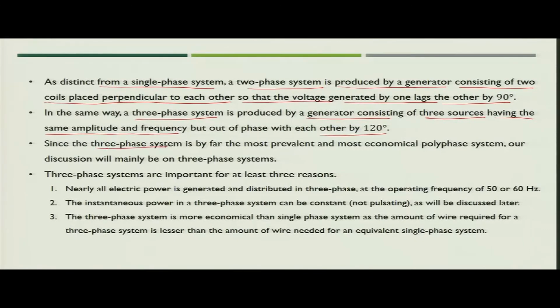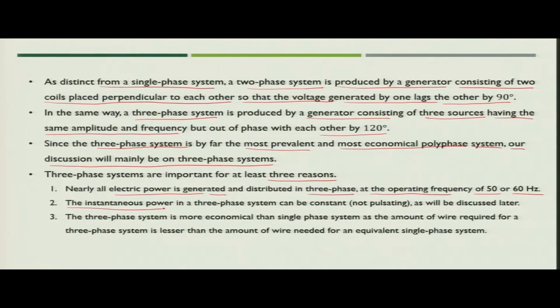120°. Since the 3 phase system is the most prevalent and most economical polyphase system, in the normal power system network most of the time the power is supplied through a 3 phase system. So, in our discussion we will concentrate more on the 3 phase system. The 3 phase system is very important for 3 major reasons. First, the electric power which we get in our houses or industrial establishments is mainly 3 phase power. In houses you have a single phase output of this 3 phase power, but in industrial establishments 3 phase power supply is given directly to run the big loads, all operating at either 50 hertz or 60 hertz.